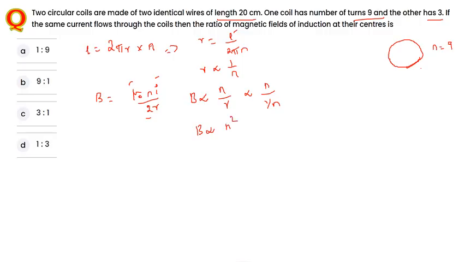That's all. For the magnetic induction, for 9 turns B1 is proportional to N1 square, that is 9 square, and B2 is 3 square. Now they are asking for B1 divided by B2. That will be equal to 9 square divided by 3 square. So 9 divided by 1. The answer is B1 by B2 equal to 9 is to 1.